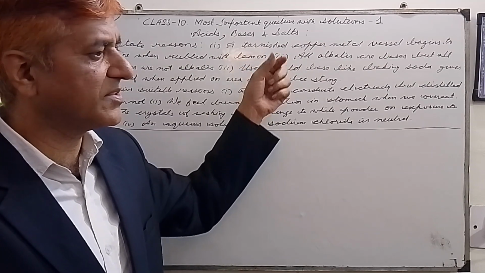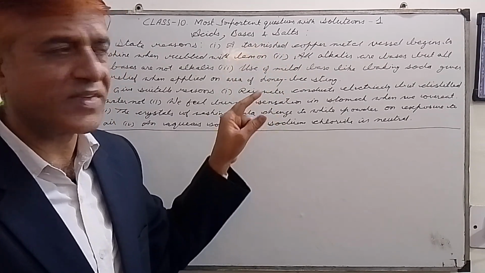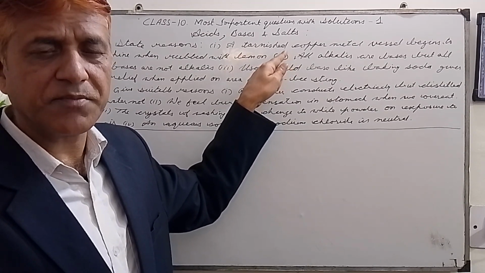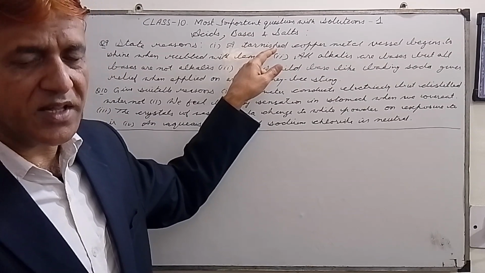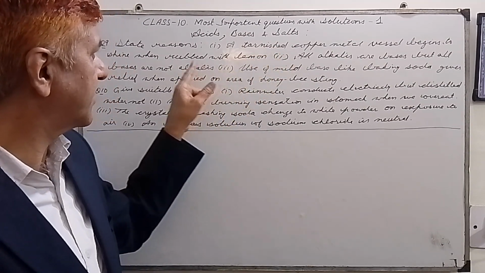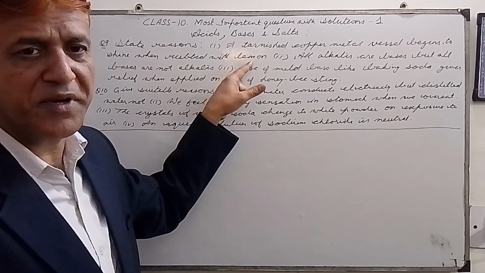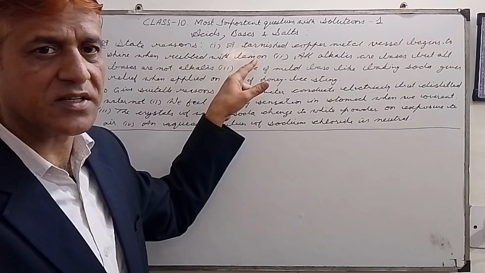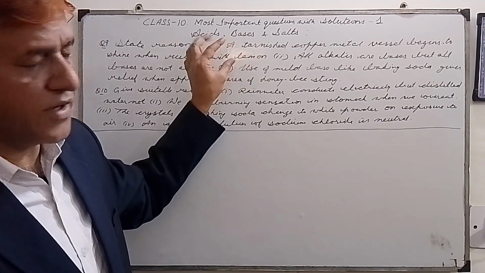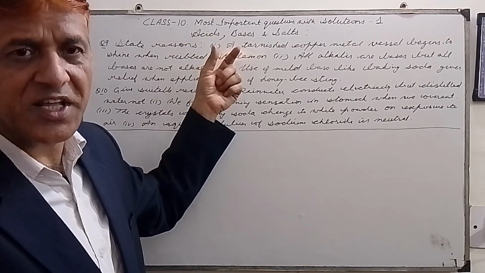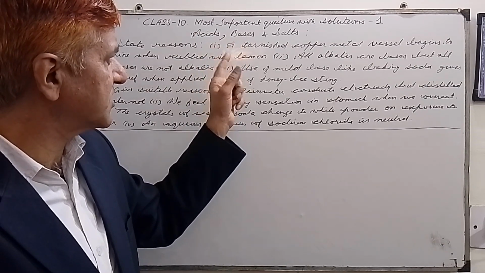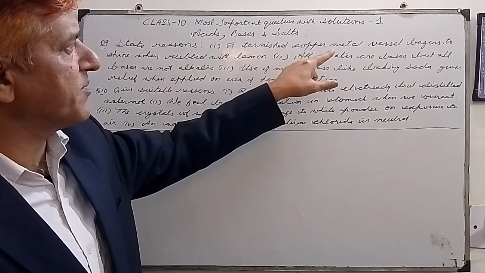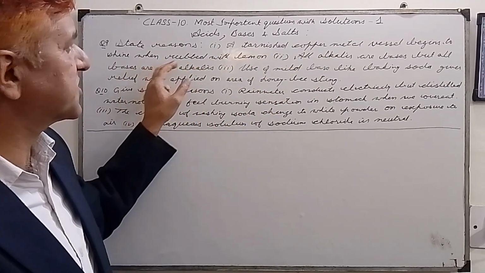So my dear students, that green layer is basic in character. Always remember, metal oxides are basic in character. So when this metal is rubbed with lemon, which contains acid, which acid? Citric acid. So a neutralization reaction will take place, and due to that neutralization reaction, this tarnished copper metal will start shining again.